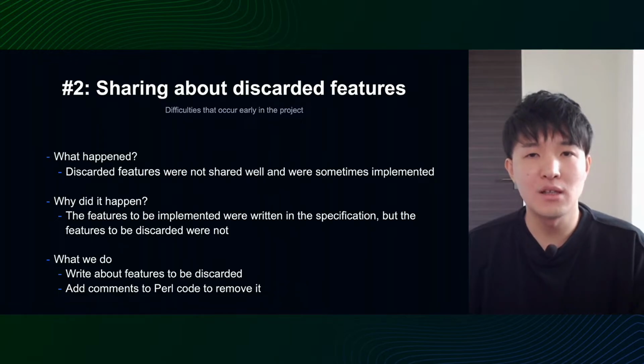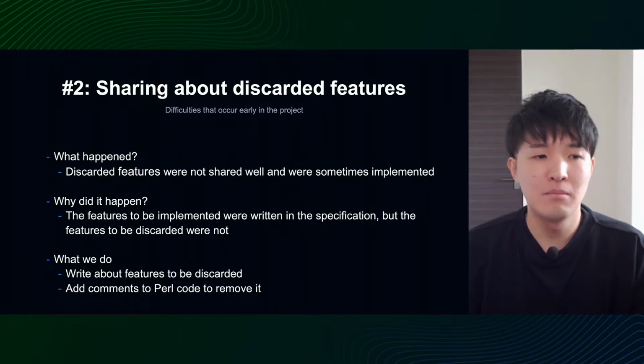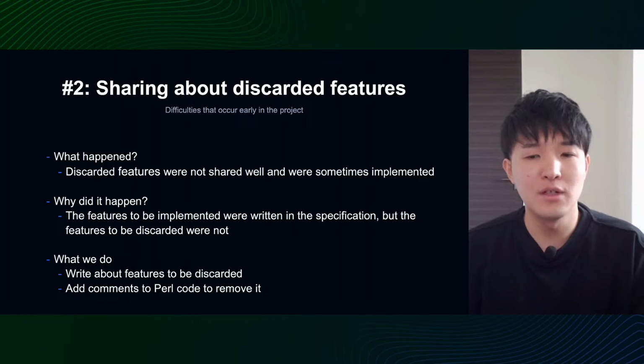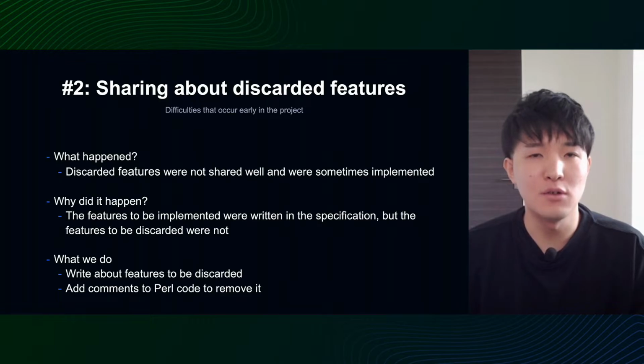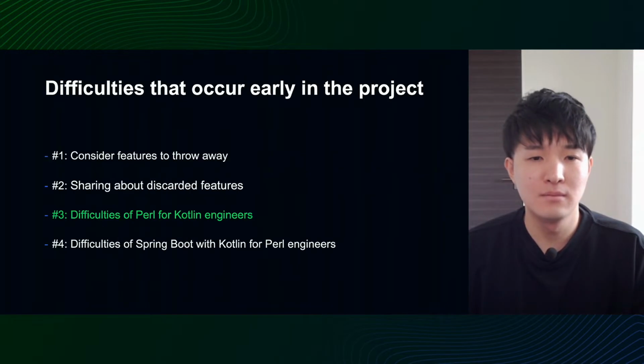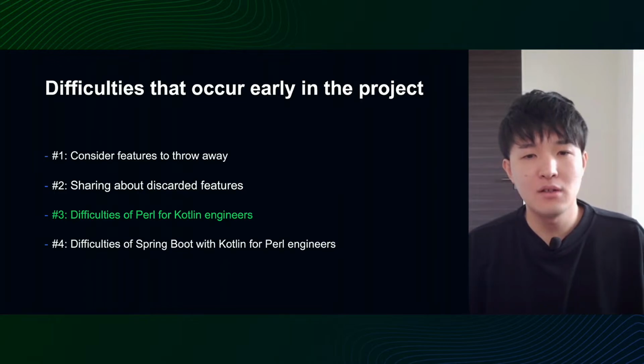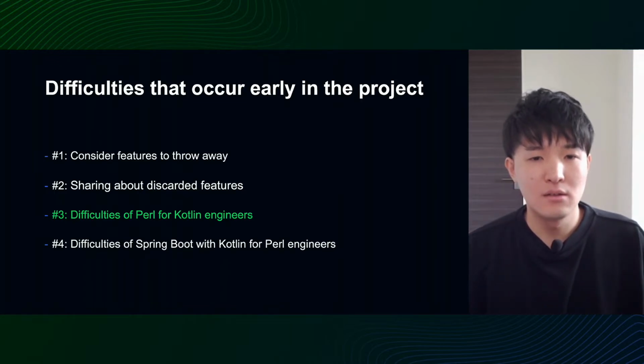Here's how we have addressed the sharing of deleted features. We have started to write about the deleted features in the wiki and others, and also make sure to write comments on the Perl code. Specifically, we created a branch in Perl for the migration to Kotlin and made a draft pull request to write comments. This was a pretty good method, so I recommend it to you. So far, we have talked about the discard function. Next, I will talk about the difficulties of Perl for Kotlin engineers.